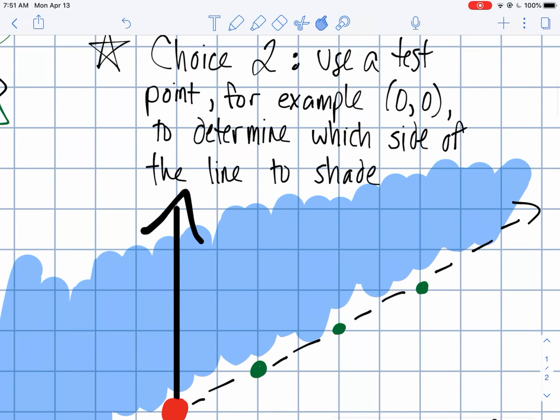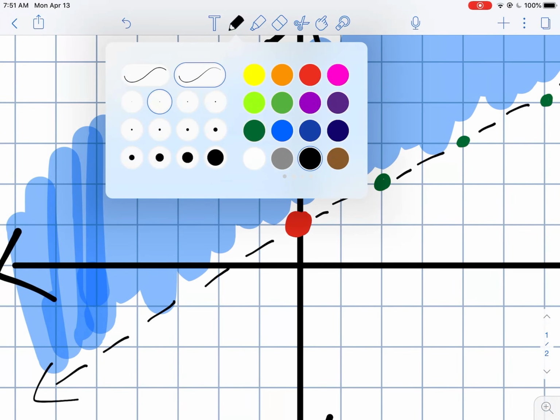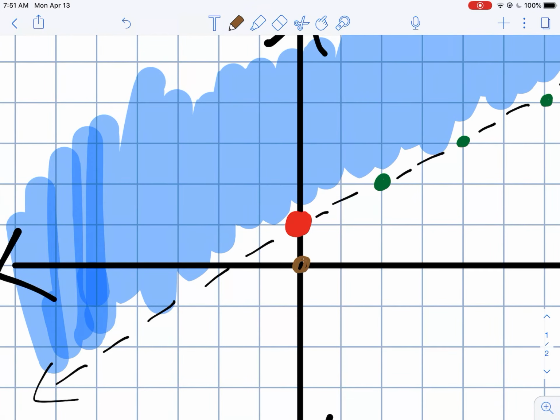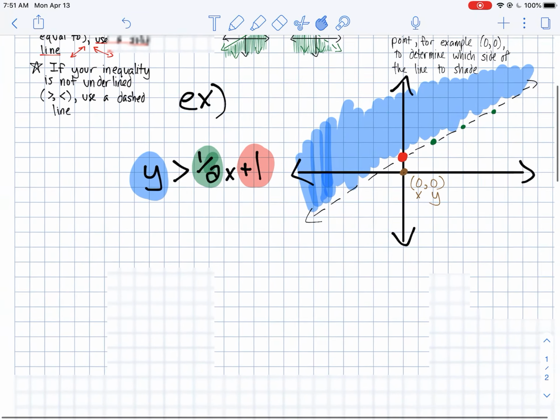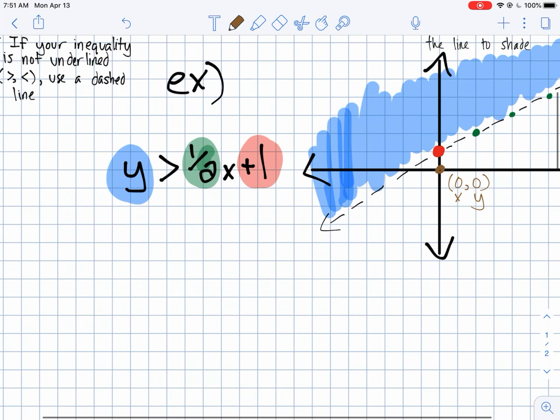Now our second choice, let's go over the second choice. It says you can use a test point, for example 0, 0, to determine which side of the line to shade. What do I mean by this? All right. I'm going to use our origin here, 0, 0. Now in an ordered pair, your first value is x, your second value is y. So what does that tell me? I can take my inequality here and I can plug in these values and see if it works.